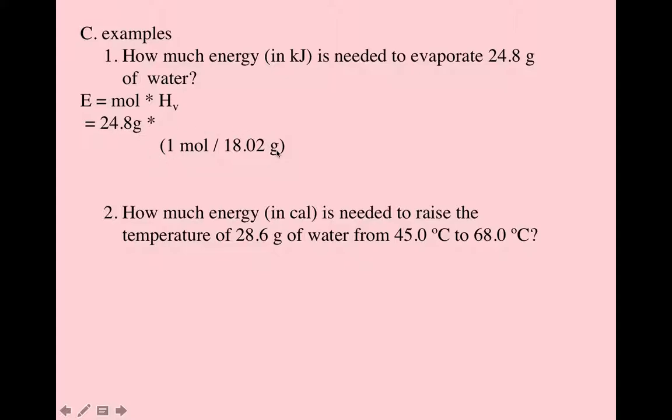Grams will cancel out when we do that, and now we have a substance of moles. Now, you can use the equation, but a lot of times these problems work better just simply as a conversion problem. So in this problem here, we're going to multiply by 40.7 kilojoules for every 1 mole. Now you might be wondering where I got this 40.7 kilojoules.